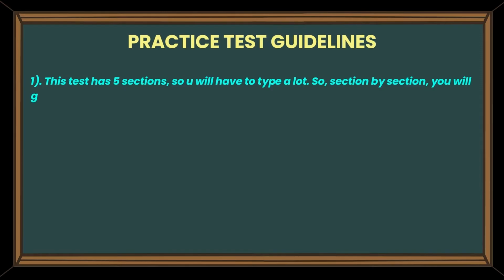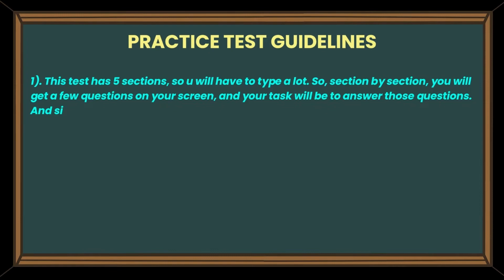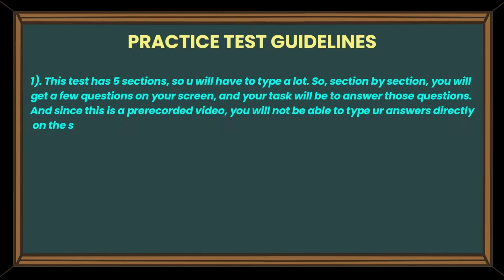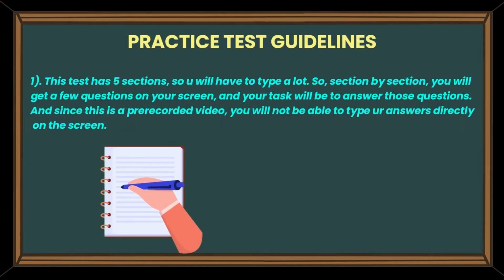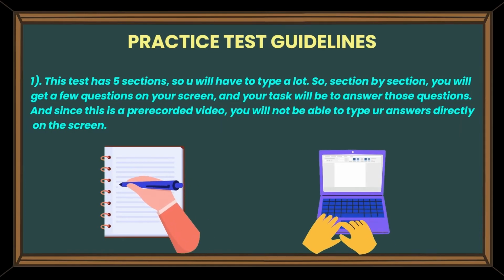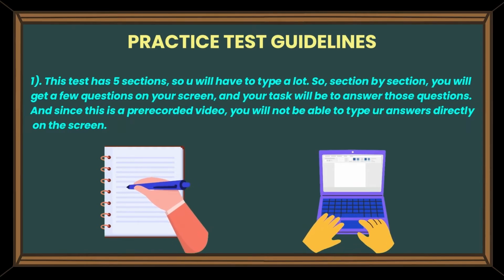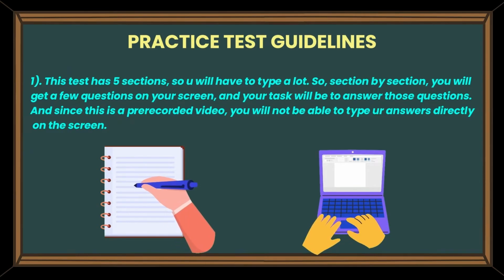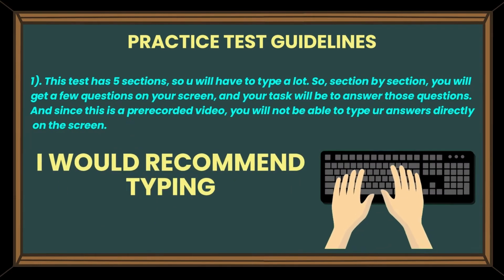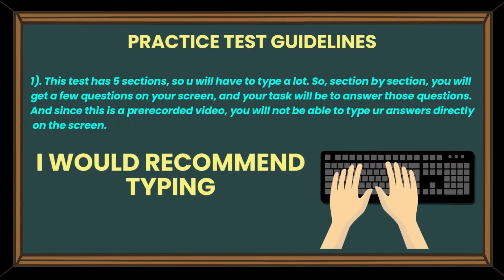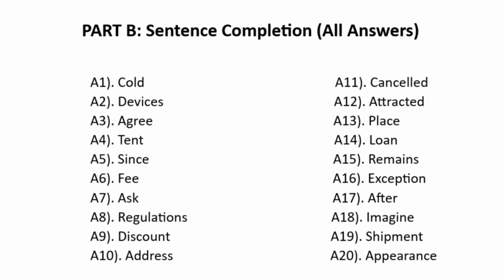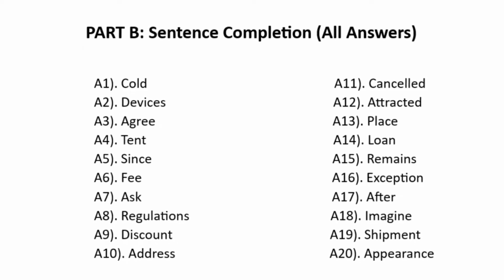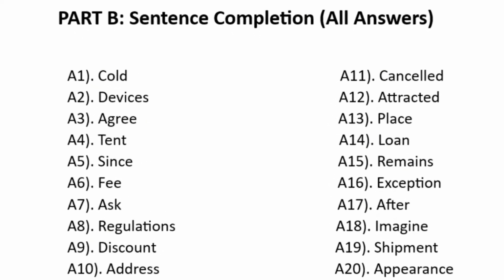So section by section, you will get a few questions on your screen, and your task will be to answer those questions. And since this is a pre-recorded video, you will not be able to type your answers directly on the screen. So you can either sit with a pen and paper or open a Word document on your laptop. As questions appear on your screen, you can either write down the answers on paper or type them on a Word document, whichever you think is easier for you. But I would recommend typing them because typing is the main thing in this test. And for your convenience, at the end of each section, I will share all the correct answers for that section, which you can cross-check with your own answers.